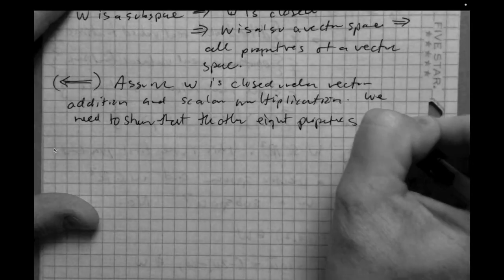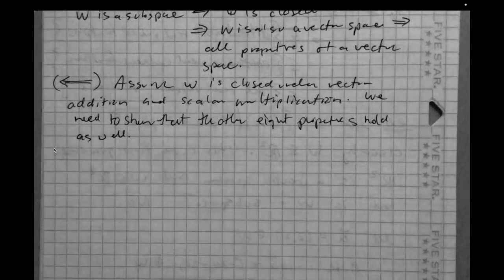Many of these are straightforward. Just to make sure we're clear here, we've assumed that W is closed under vector addition and scalar multiplication. Now, to prove that it's a subspace, we need to prove that it's a vector space. It's closed, but do the other operations hold as well, the other 8? Closure was just 2 operations. There were 8 more. And so if we can show the other 8 properties hold, then this will imply that W is a vector space and hence a subspace.